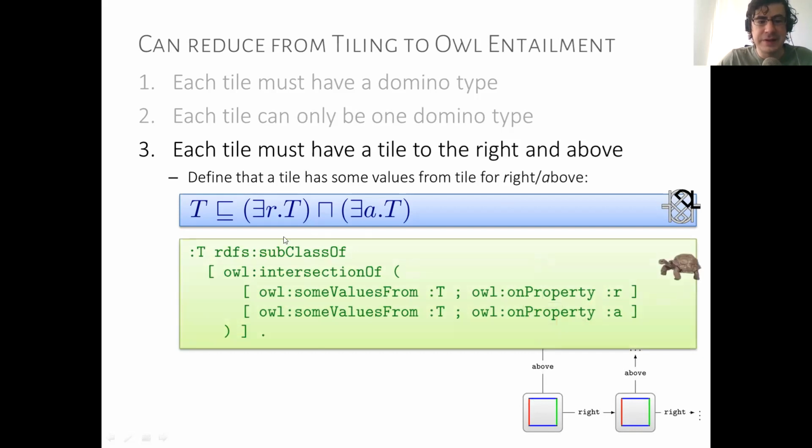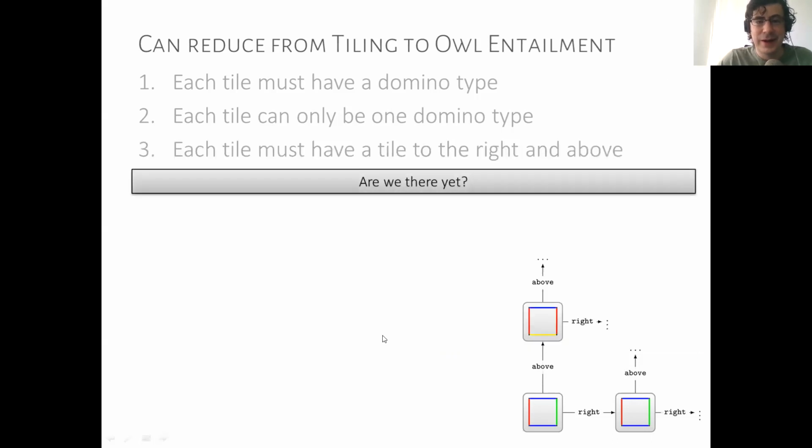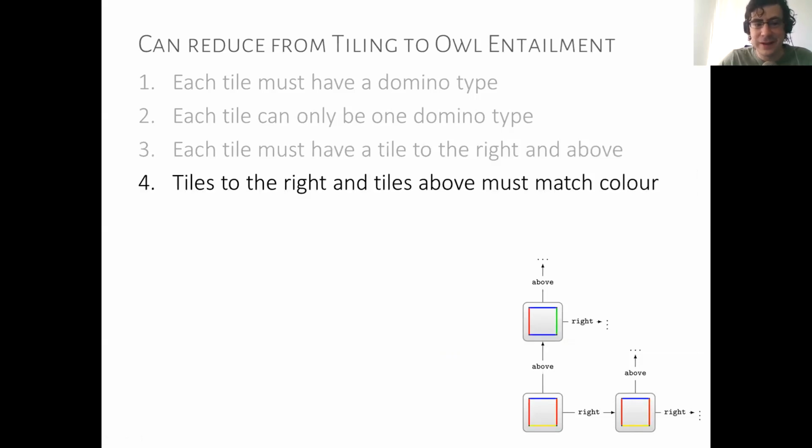Sorry, this is the representation of this definition in Turtle. So we say that T is a subclass of the intersection of has some tile to the right and some tile above: some values from T on property OR and some values from T on property A. Okay, so are we there yet? Not quite. We still have a couple more things to define to encode the problem correctly.